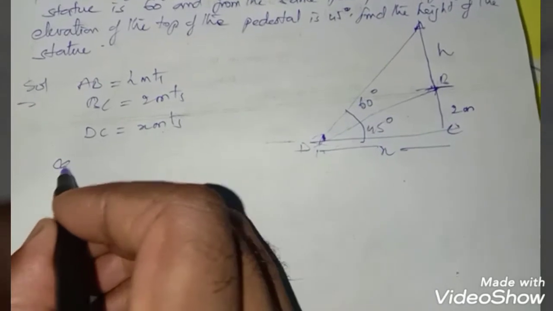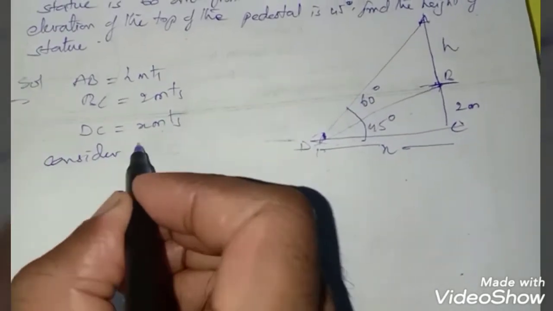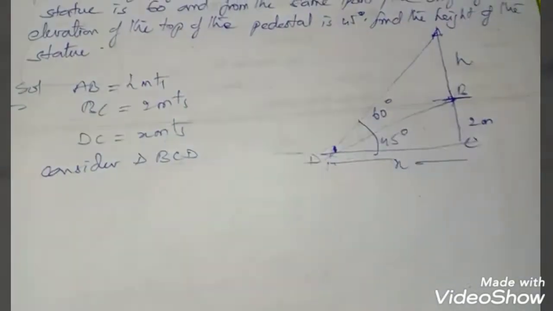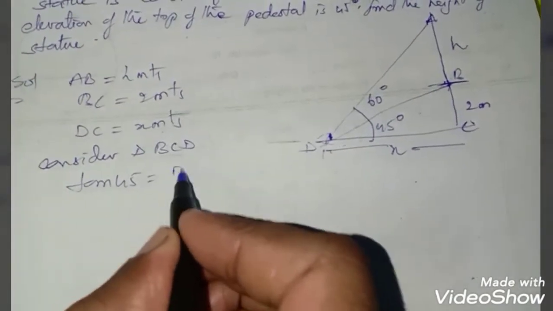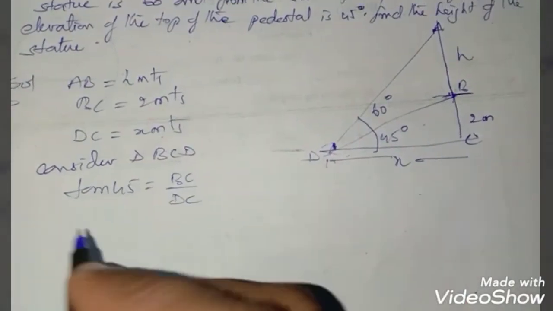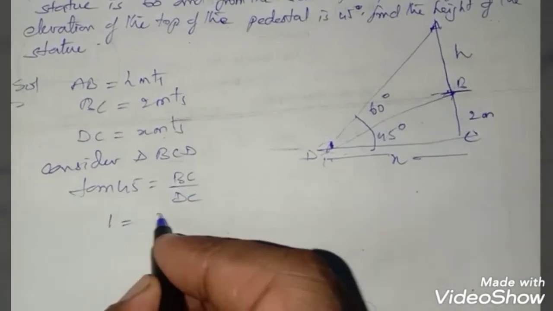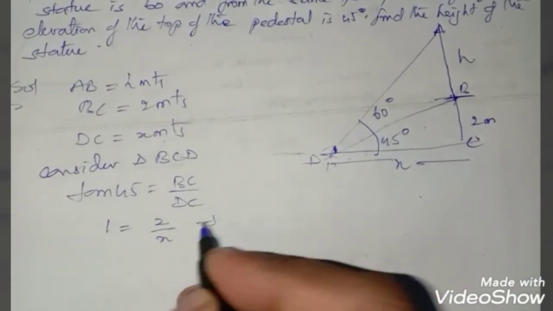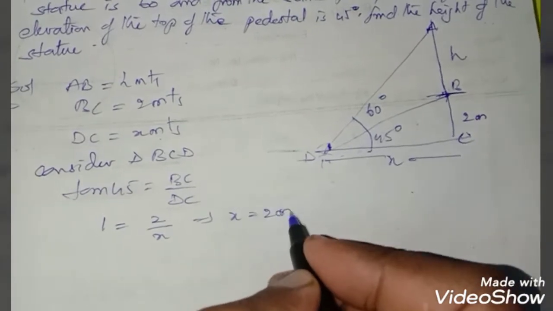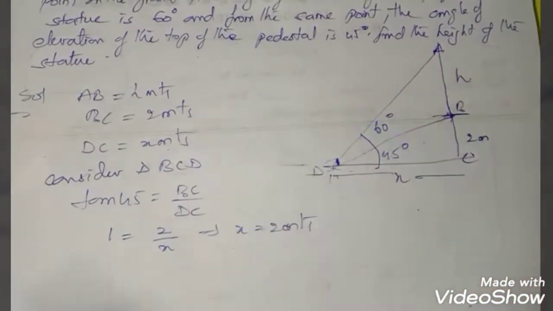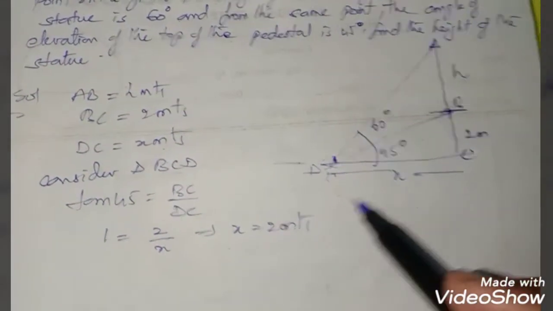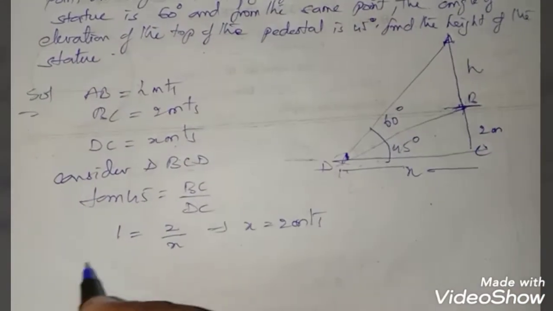Now consider triangle BCD. We can say here tan 45 is equal to BC by DC. So tan 45 is 1, BC is 2 by x. Now if I cross multiply, x is equal to 2 meters. So like this you find the value of x. After finding the value of x, you have to find the height of the statue. To find the height of the statue, you have to take the complete triangle.